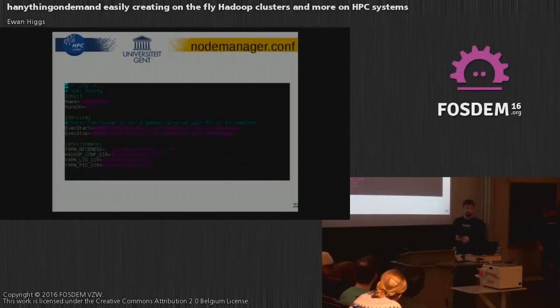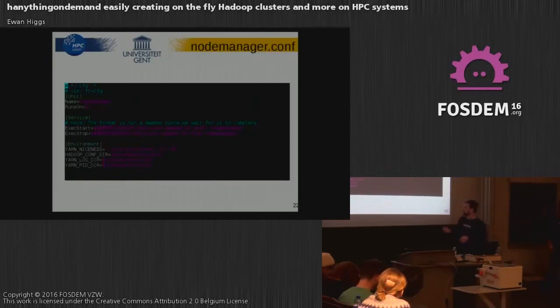The nodemanager.com, for instance, is one of the services that comes up. It was inspired by systemd type configurations, but it's not the same. I wasn't dogmatic about it. So for instance, here it uses Easy Build, so EBROOTHADOOP, and then it goes to the script and just starts the node manager.